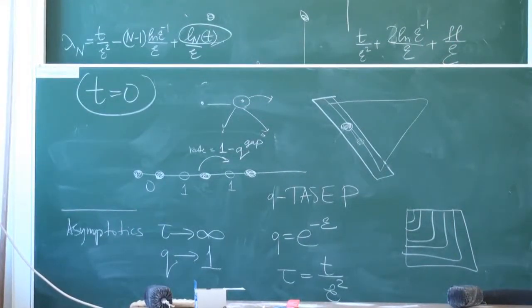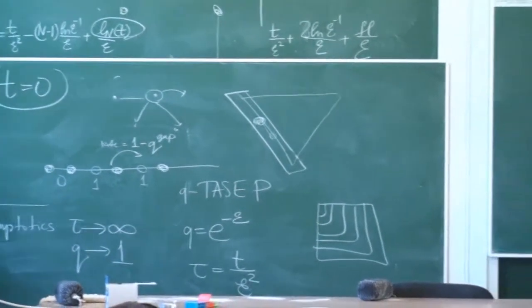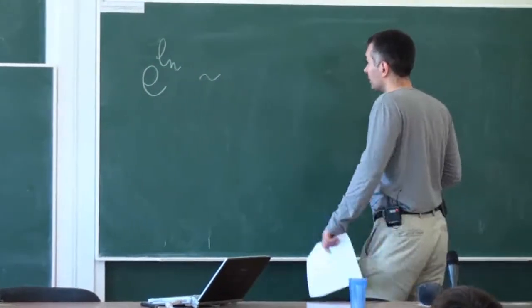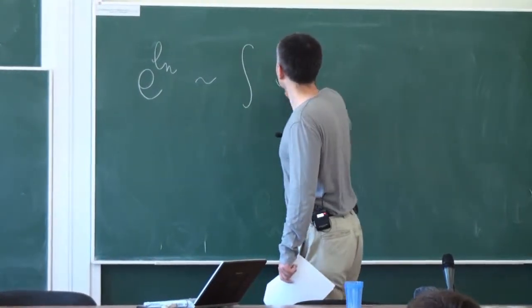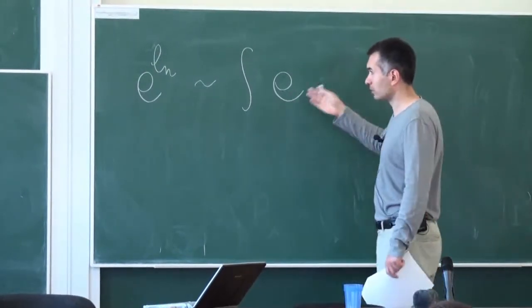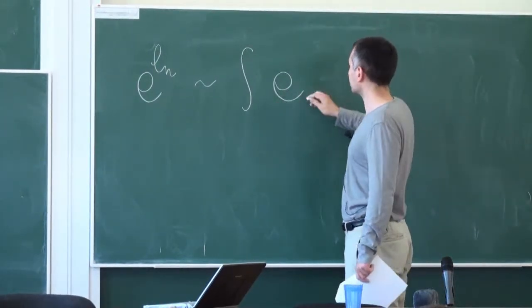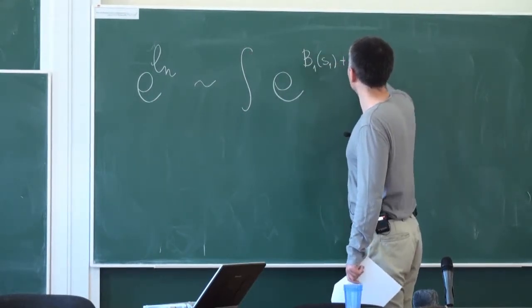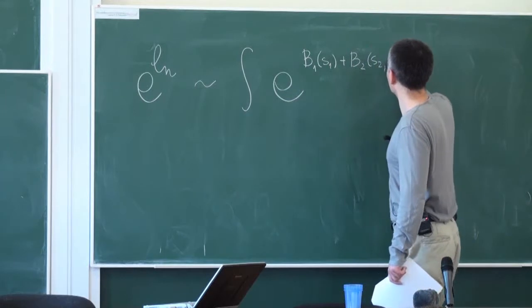Instead of doing that, I'll give you the form of the solution for the stochastic differential equation in the Feynman-Kac representation. And that's going to be the following. E to the power l_n will be distributed as the following object. As usual in Feynman-Kac formulas, this is going to be the integral over paths of something. So let me tell you what that is.